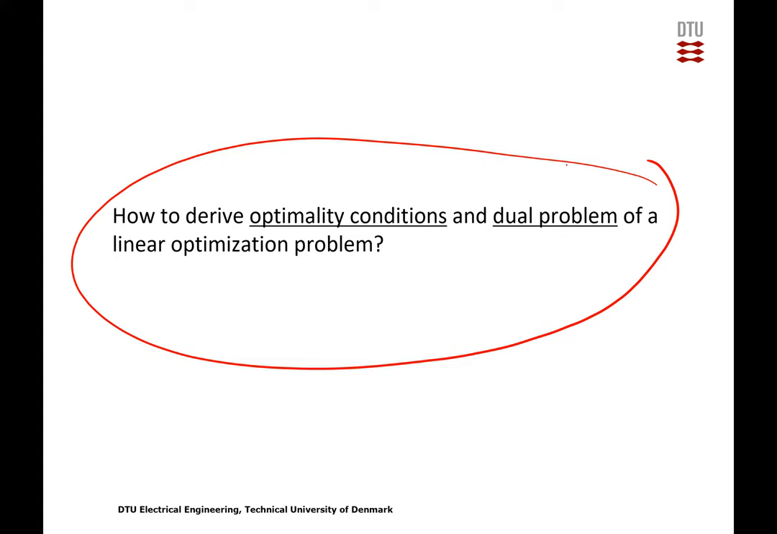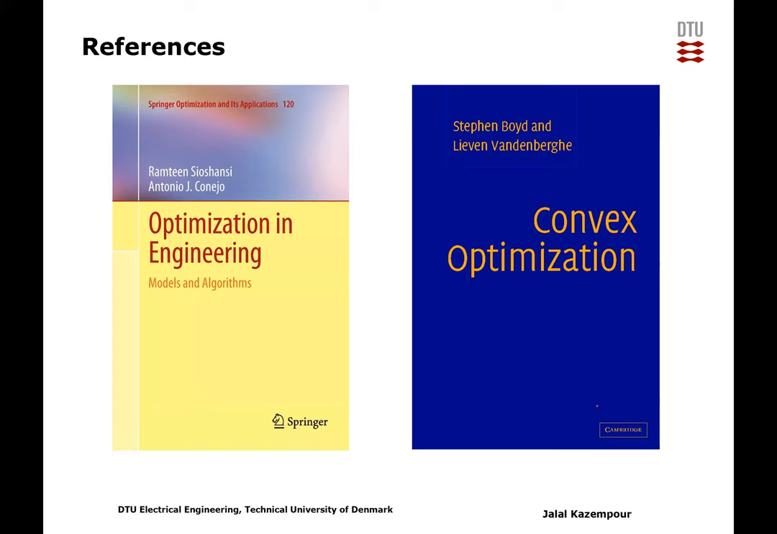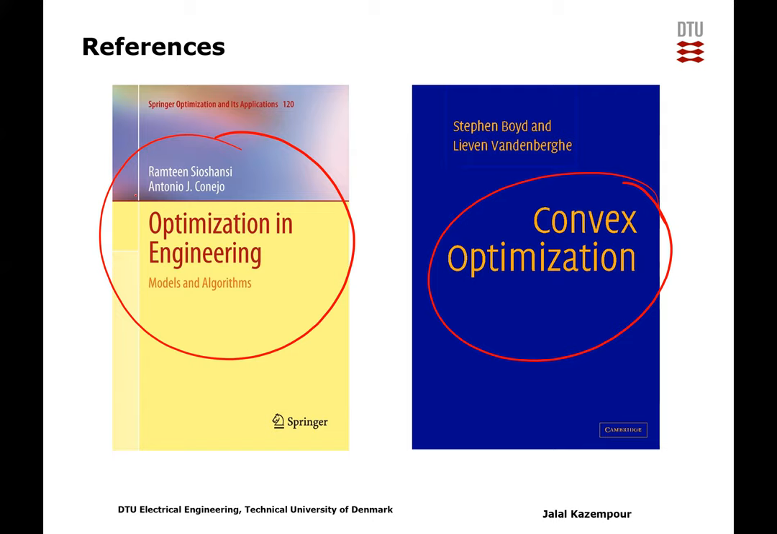Two important references: Convex Optimization by Stephen Boyd and Lieven Vandenberghe from Stanford. It's a very important book, not with the flavor of power systems. It's a pure optimization book. I really recommend you take a convex optimization course if you haven't done it before. Also, this new book written by my colleagues, Ramtin Sioshansi and Antonio Conejo. Again, it's a very nice book with engineering flavor. So you can also learn about convexity, convex optimization, duality theory, and KKTs, all there. I recommend this book.